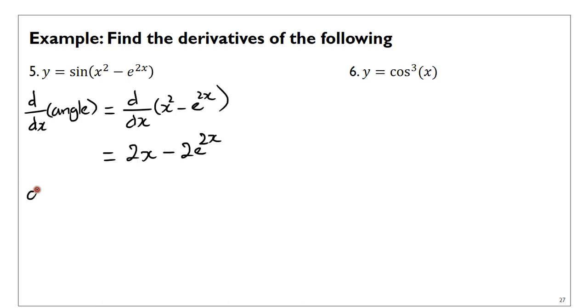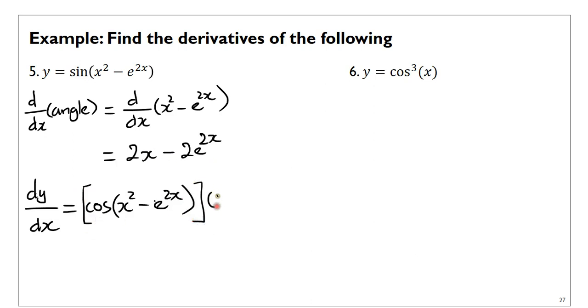And then I can find dy/dx. So this is essentially chain rule. So derive the trig first. So derivative of sin is cos. Keep the angle the same. And then you're going to multiply this with the derivative of the angle, which is 2x minus 2e^(2x). And that's the final answer.